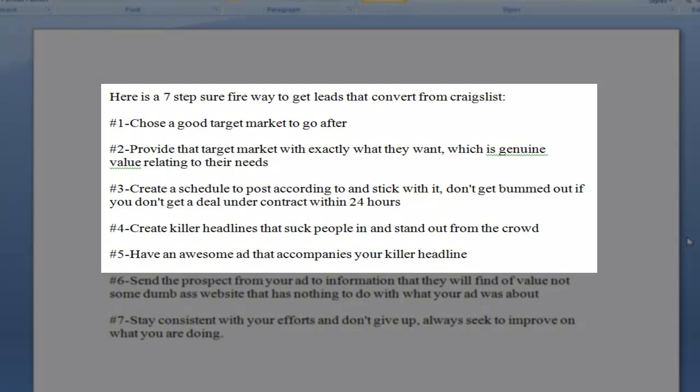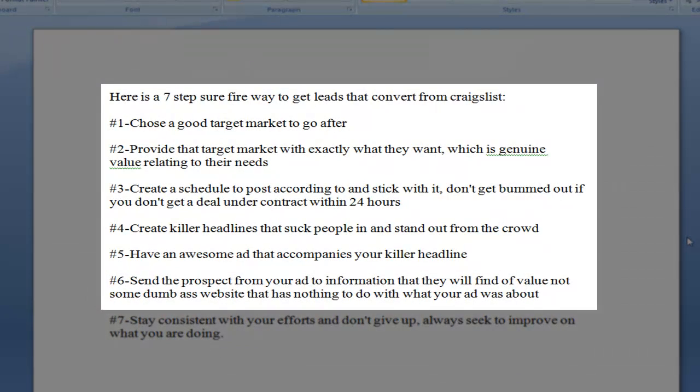Okay? And step number 6 goes hand in hand with 4 and 5, because you're going to want to send the prospect from your ad to information that they find valuable, not some dumbass website that has nothing to do with what your ad or your headline was talking about. A lot of people screw these steps up, 4, 5, and 6.